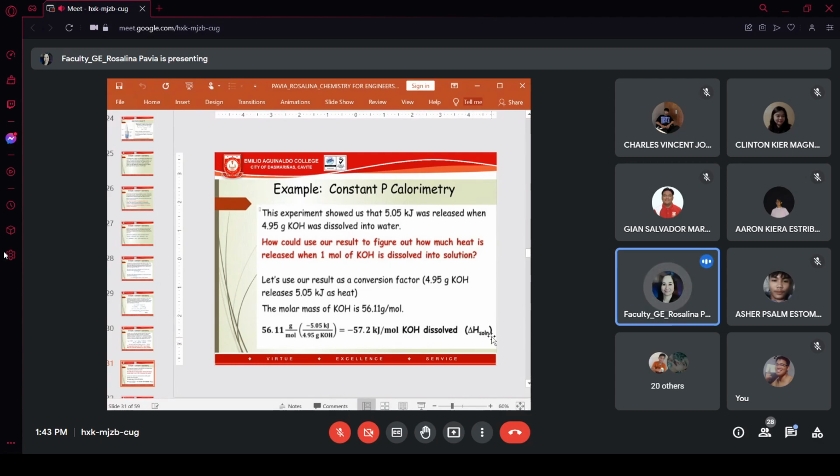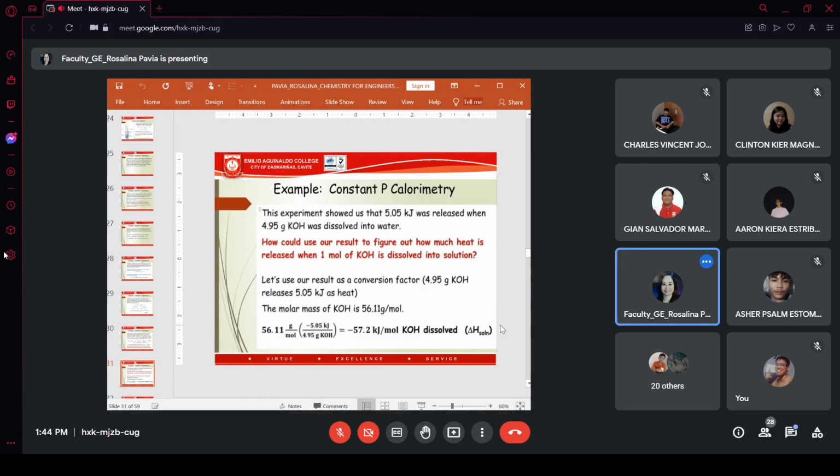Okay. So, gagamit tayo ngayon ng molecular mass para maging per mole yung enthalpy change natin. Yung change in enthalpy of the solution. Okay? So, by getting the molecular mass of potassium hydroxide from your periodic table, we get it to be 56.11 gram per mole. So, ito na yung gagamitin natin para yung unit natin sa enthalpy will be kilojoule per mole. Kasi molar thermodynamic property siya. So, 56.11 gram per mole times negative 5.05 kilojoule per 4.95 grams of potassium hydroxide, you will get negative 57.2 kilojoule per mole of potassium hydroxide, which is the delta H of the solution. Okay? Ayun.